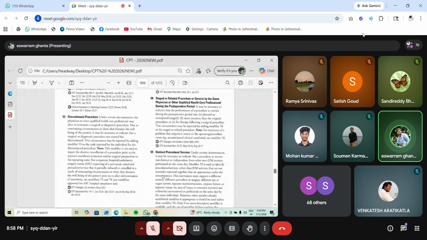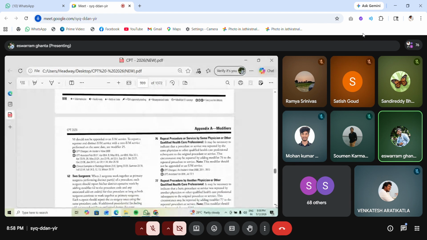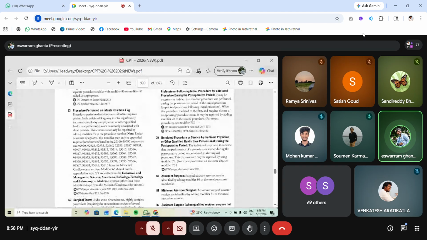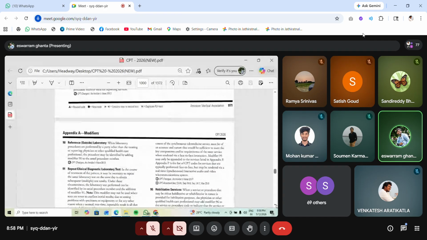Next, discontinued procedure. Discontinued procedure in the sense, if any procedure was discontinued for any reason, you can give the 53 modifier. These are only the very important, most commonly used modifiers. Wait, I'll see if there are any extra modifiers.